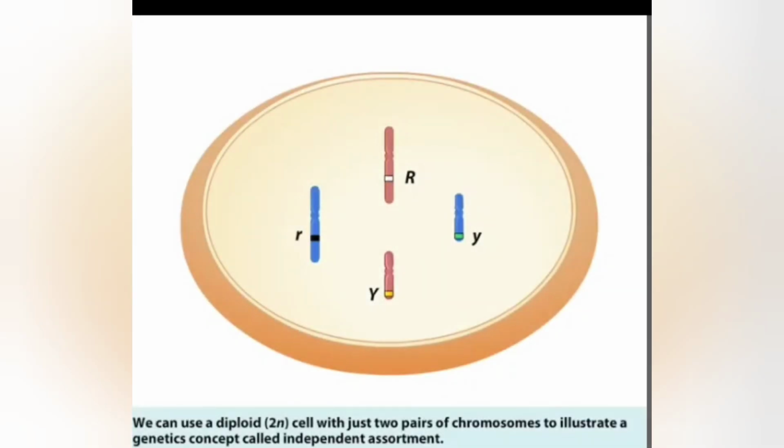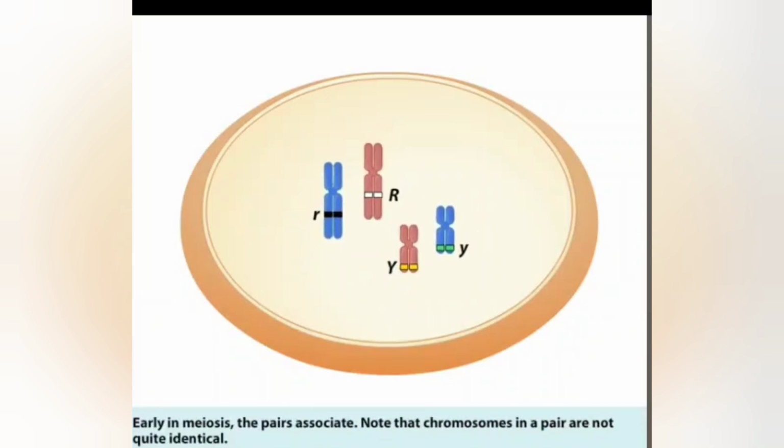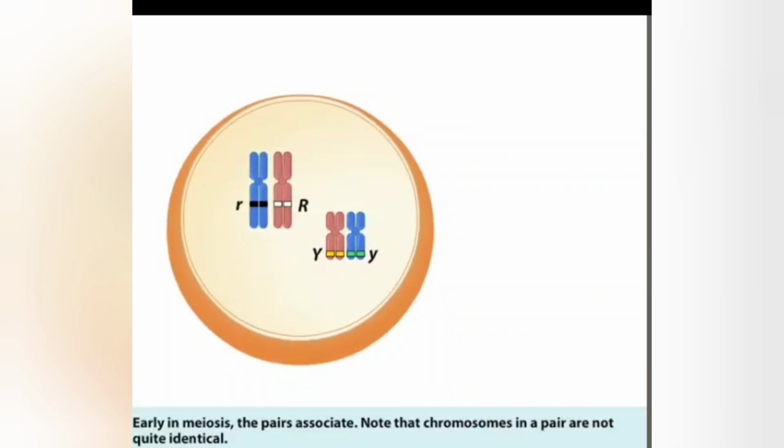We can use a diploid or 2n cell with just two pairs of chromosomes to illustrate a genetics concept called independent assortment. We will track the movement during meiosis of the cell's two pairs of homologous chromosomes. Before meiosis begins, the cell synthesizes new DNA and thereby replicates each chromosome. Early in meiosis, the pairs associate. Note that chromosomes in a pair are not quite identical.